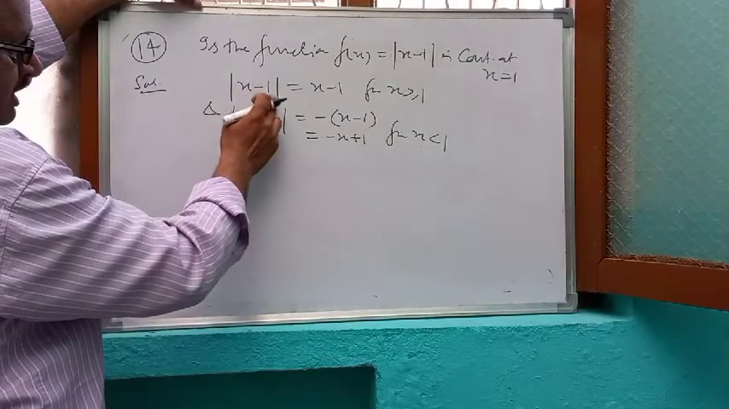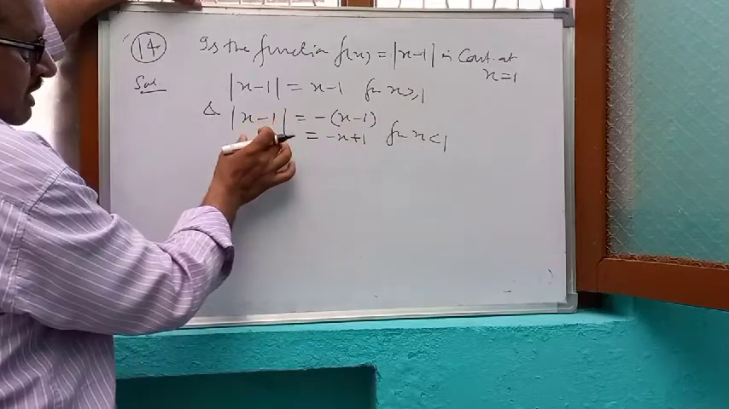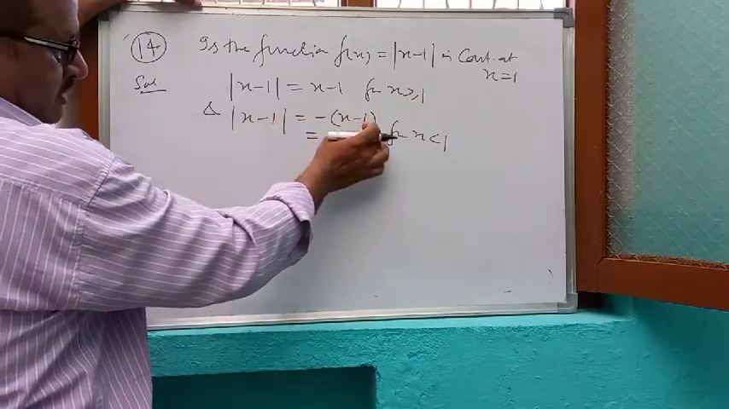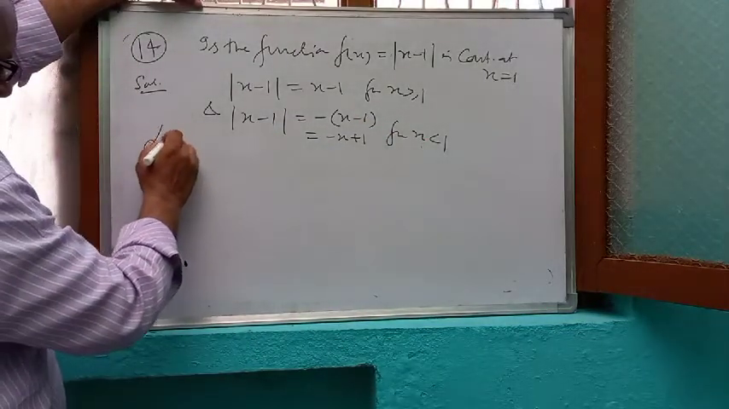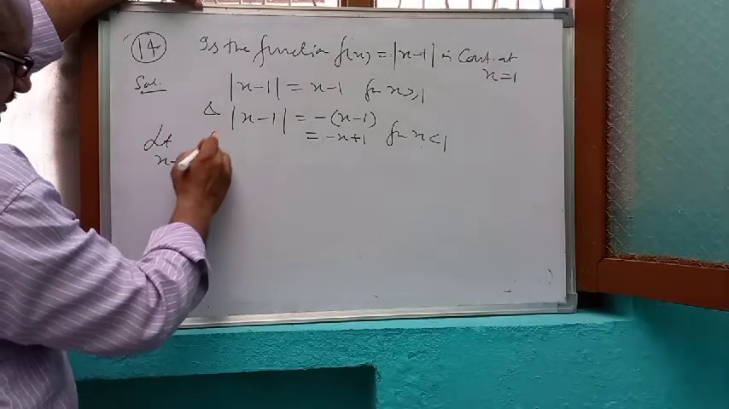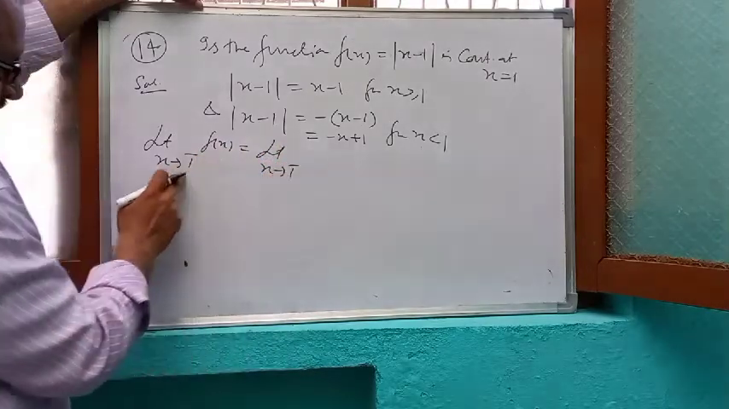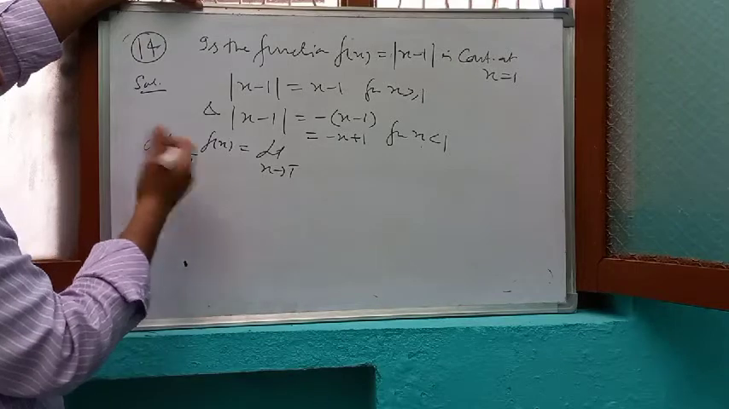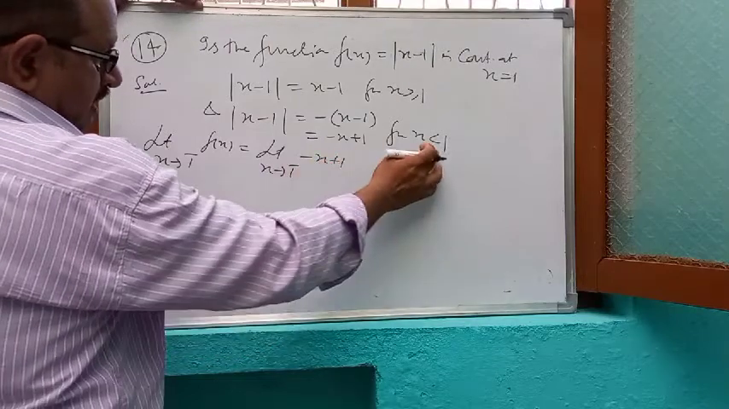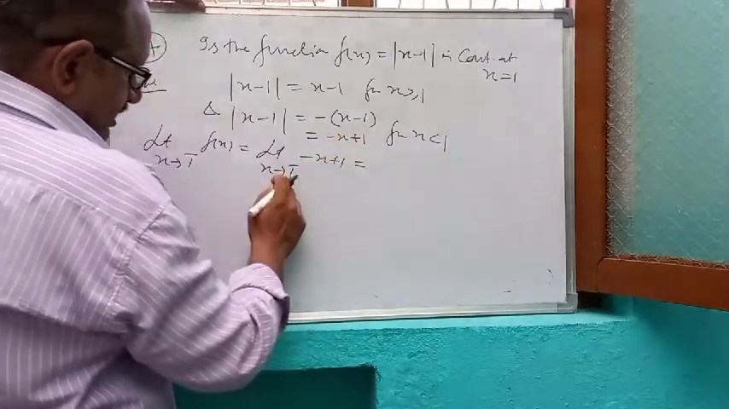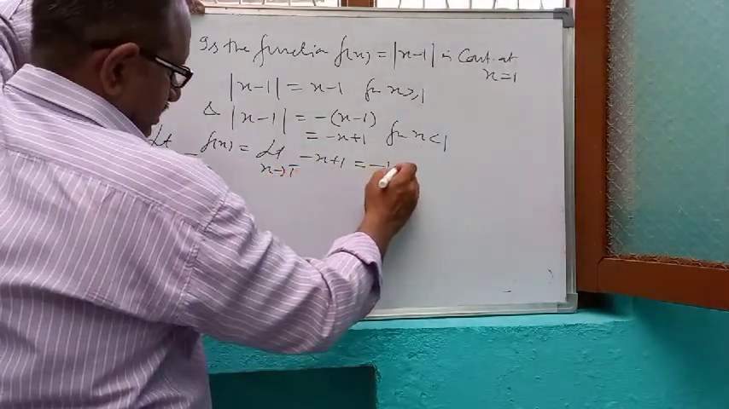So we know that |x - 1| will be equal to x - 1 if x is greater than or equal to 1, and |x - 1| will be equal to -(x - 1) if x is less than 1. So take the left hand limit. Limit x tends to 1 minus f(x) means moving towards 1 from the left side. For x less than 1, the function is -x + 1. Take the limit. In place of x we put 1. So -1 + 1.